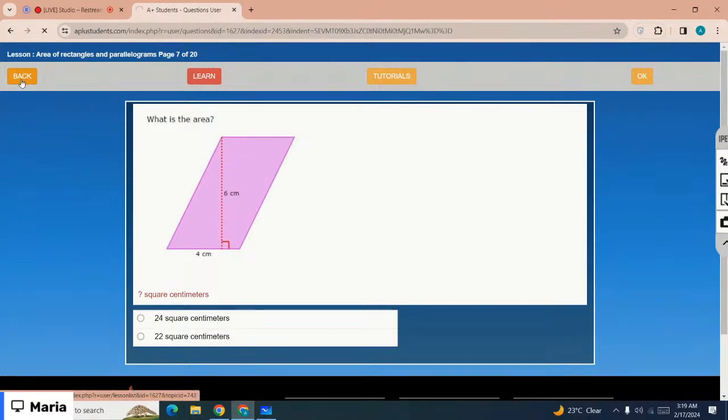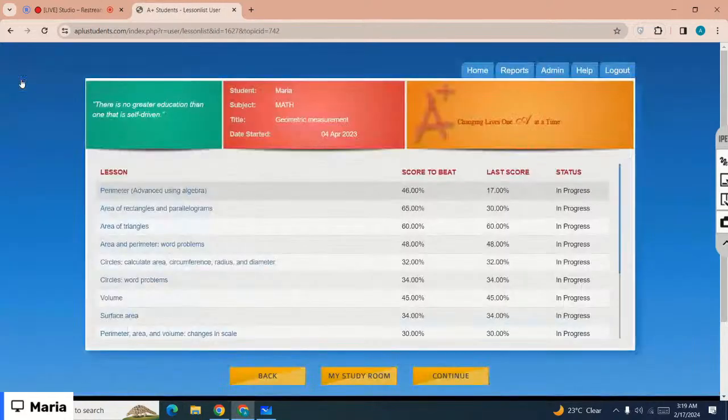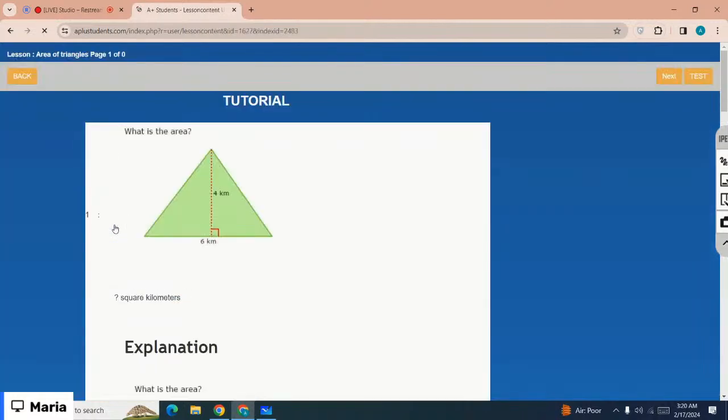And the next lesson is, okay, the next one is area of triangles. Let's just start with the next lesson, that is area of triangles. Let's just start with the lesson. Okay, the first one is, what is the area?